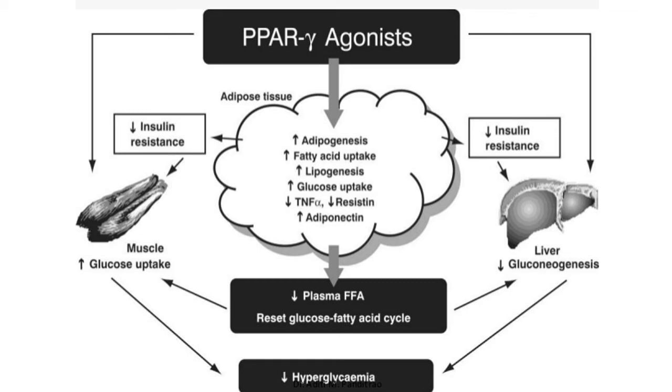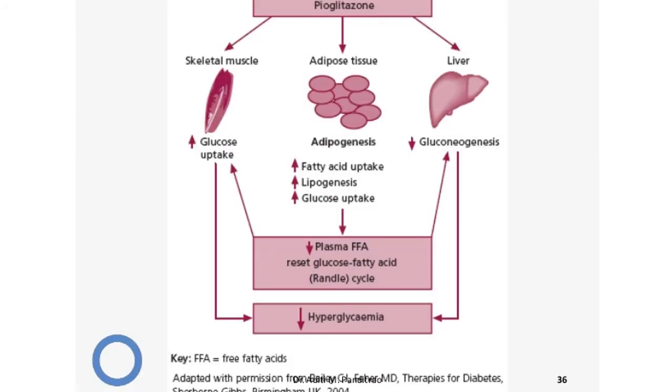When they act on the muscles, they increase the glucose uptake. So in the blood, glucose will decrease. That will lead to decrease in hyperglycemia. When they act on the liver, they cause decreased gluconeogenesis. So they are going to decrease the insulin resistance. They are insulin sensitizers. So by acting on the adipose tissue, by acting on the liver and by acting on the muscle, they decrease the blood glucose level. This is again the same, TZDs decrease the blood glucose level.